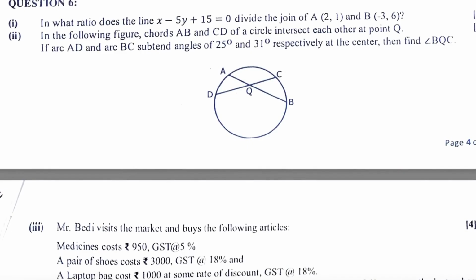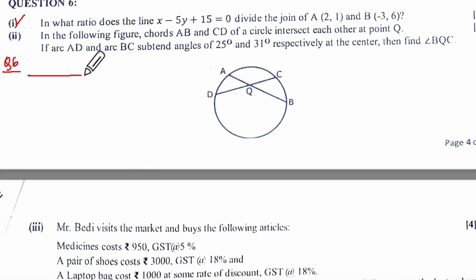Now question number 6, some of you may have a problem with. Read. In what ratio does the line x minus 5y plus 15 equal to 0 divide the join of A (2, 1) and B (minus 3, 6)? Now this is for 3 marks, but there's a lot of work involved here. If I want to know the ratio, I must know the point of intersection.